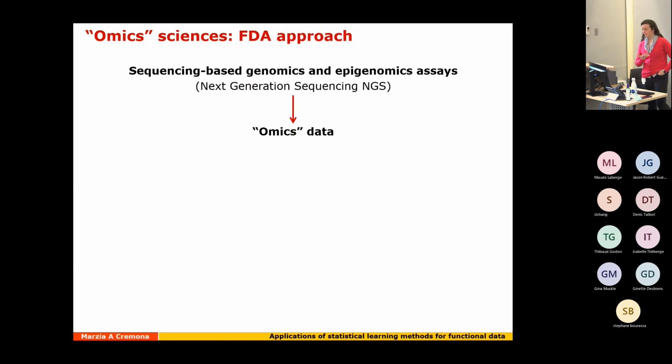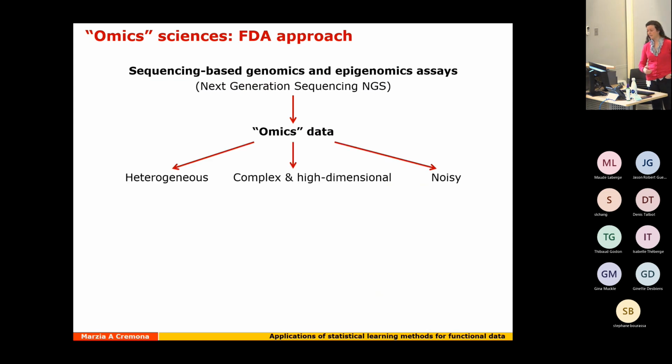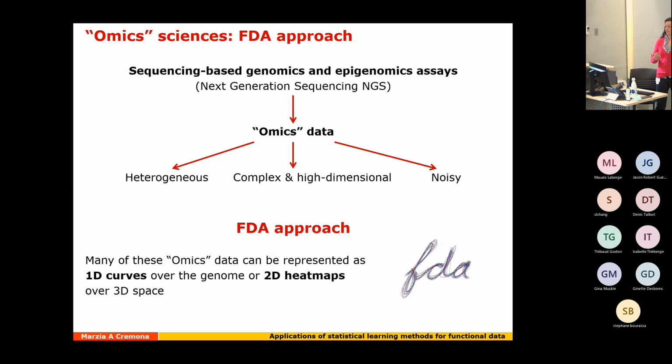All this technology generates a huge quantity of omics data that have some characteristics in common. They are very complex, very high dimensional. They are usually very, very noisy. So my approach to study this data is to use functional data analysis when I can. And basically here, the idea is that many of these omics data can be represented as curves over the genome.